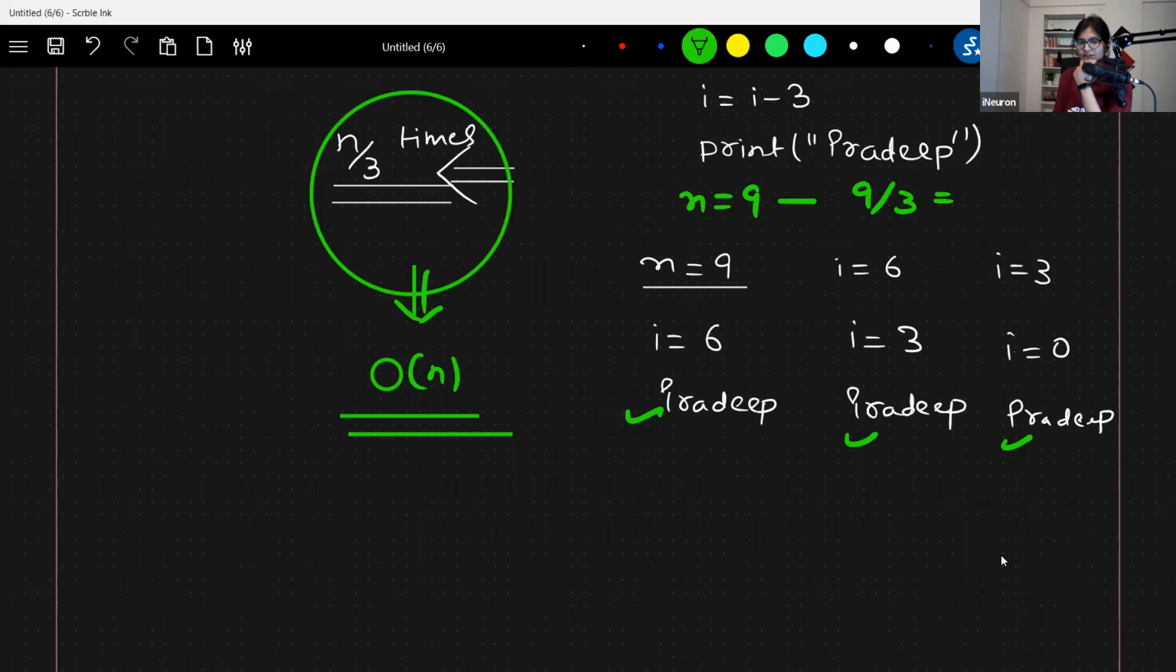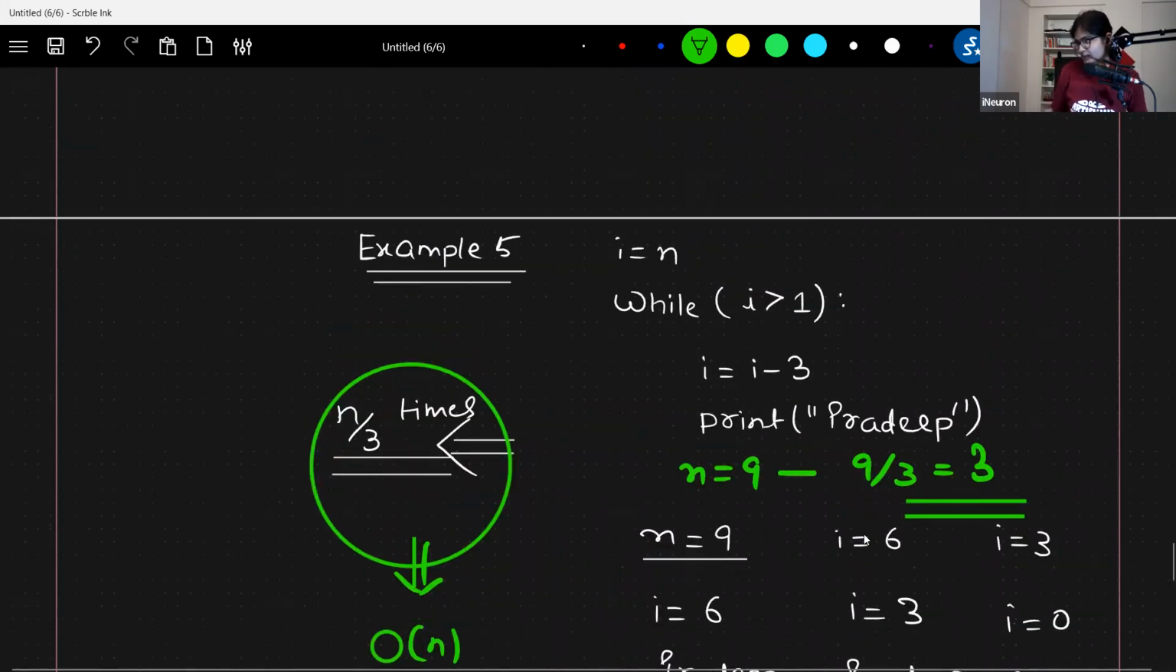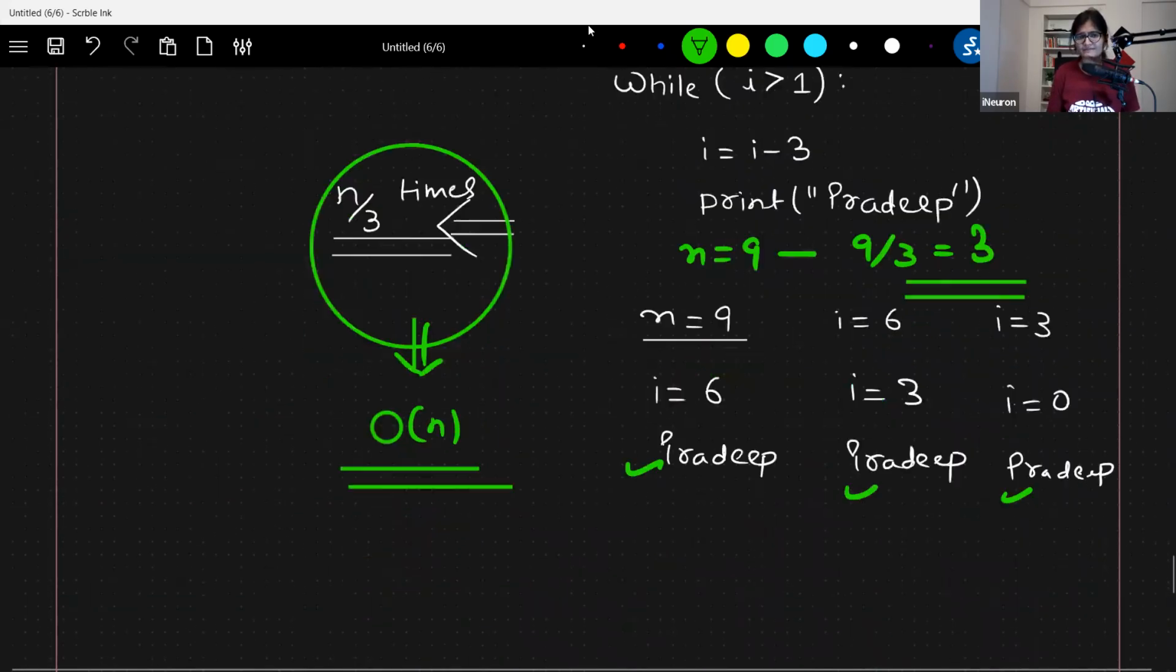It's 3. Okay, this is what you are saying. Yeah, 3 times it is repeating. It's okay, yeah, I got it. Fine. Shall we move ahead towards the next example? If n is 5, then what will happen?